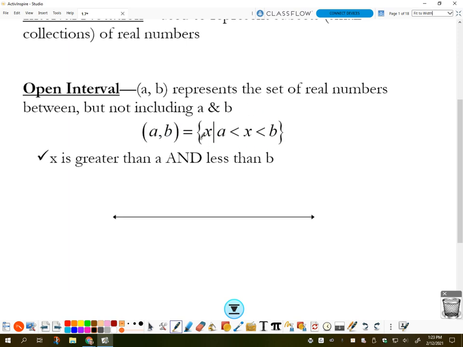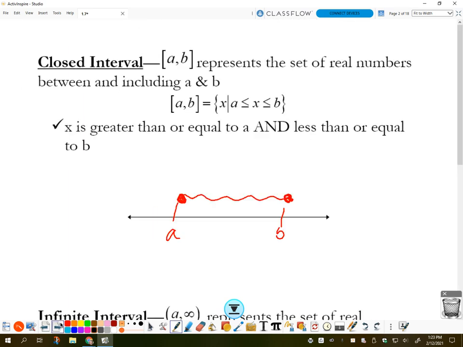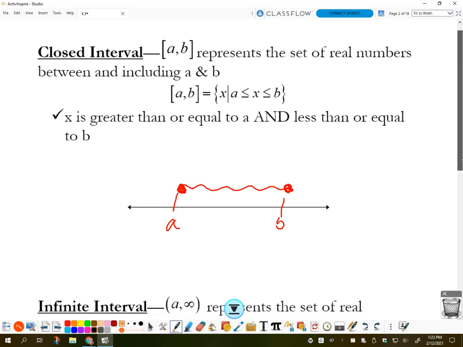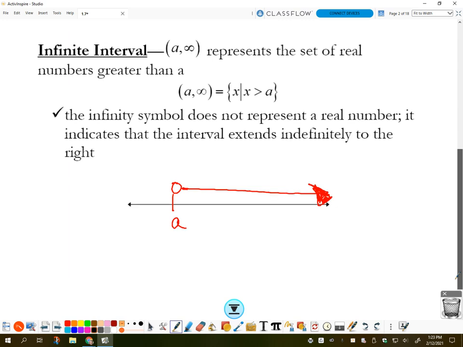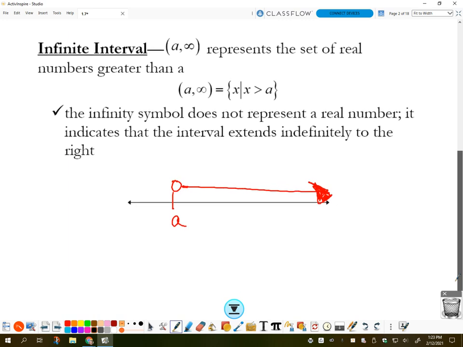I could write set notation. We're going to stick with interval notation. And so I'm just saying that I want numbers from here to here. That's all that it's saying. So parentheses are like an open circle. If we have brackets, that's like closed circles. And that's considered a closed interval. An infinite interval is when it goes to infinity in one direction or the other.